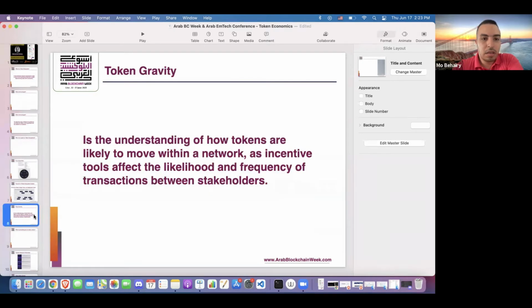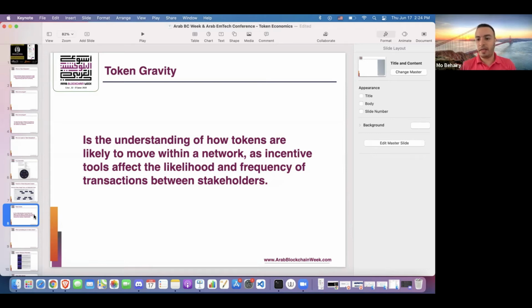I wanted to talk about, in my mind, it's hard to cover everything in 45 minutes, so I wanted to find a few topics to discuss. One of them is the token gravity. Token gravity is basically, as it's written here, but I'll try to explain it, the understanding of how tokens are likely to move within the network. I mentioned me sending tokens to someone else and so on, but the idea here is, why is this happening?